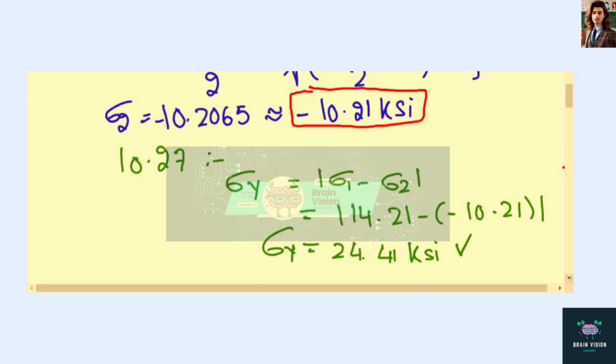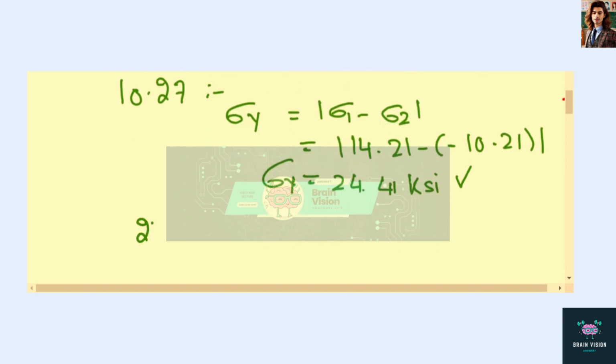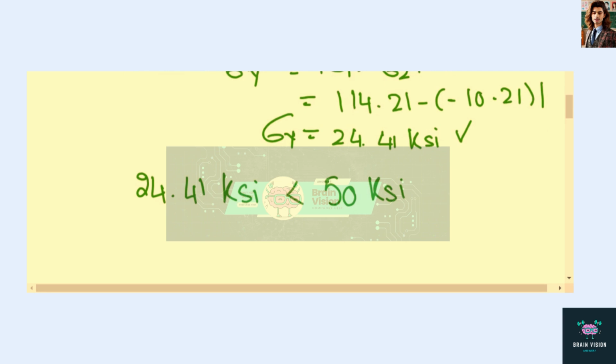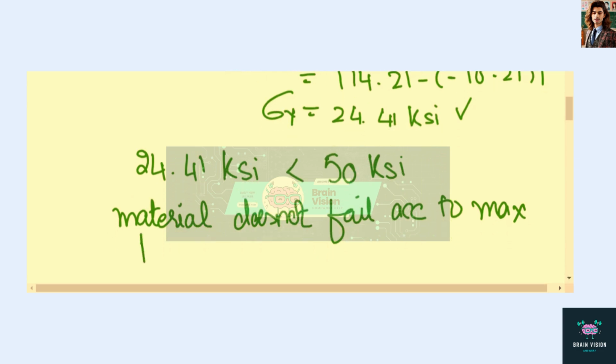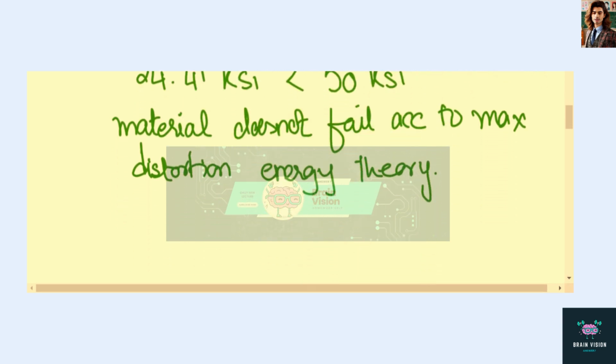Now, as you can see, this newly calculated value, 24.41 ksi, is less than 50 ksi. So it means that the material does not fail according to the maximum distortion energy theory. And so it means that we can find out our factor of safety.